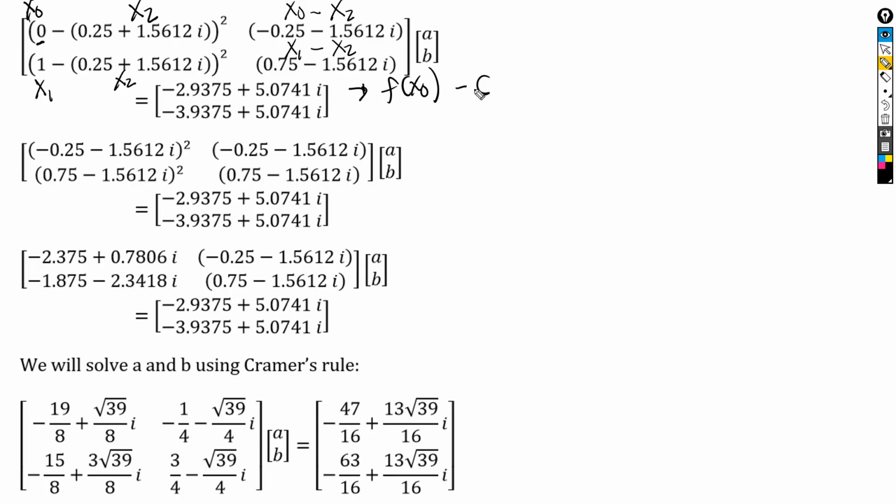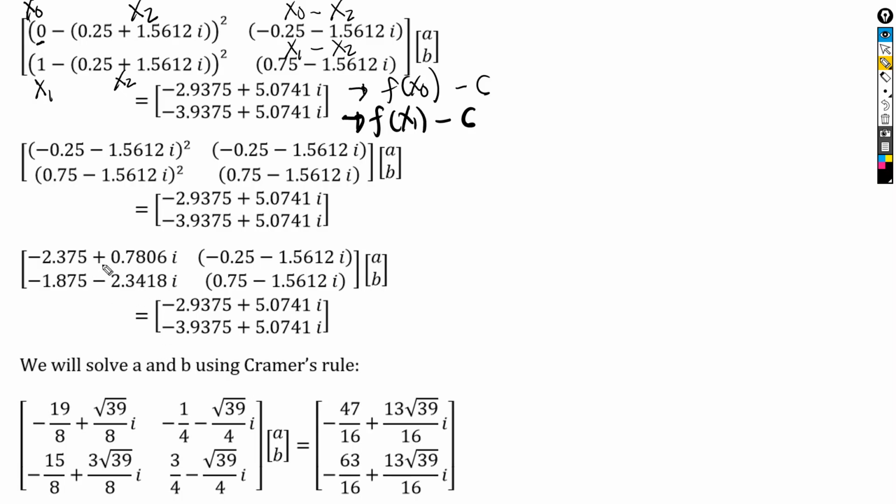Minus that of the c, which is equal to negative 2.065 minus 5.0741i. And then also we have f of x1 minus c. Okay, as you can see, this is a repeated process, as we have shown earlier in the solution we presented. So by evaluating this one, we get this value and then squared. Also this one, okay, this one is the value, then this one. And evaluating this one, we have this. Then we copy this one, and then we will solve a and b using Cramer's rule.